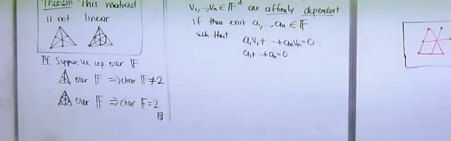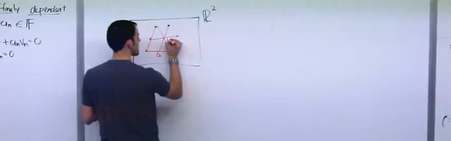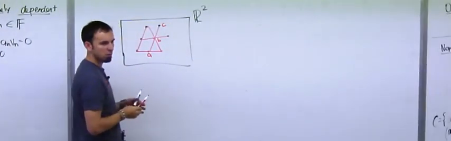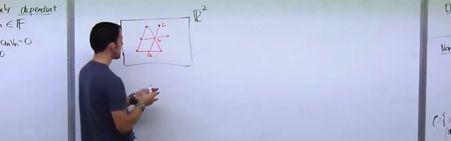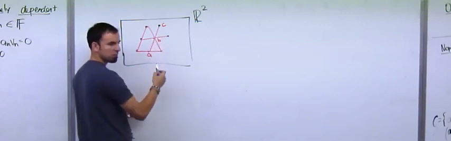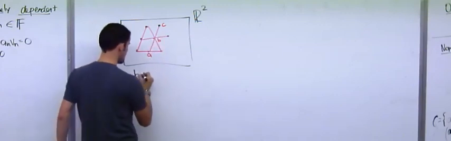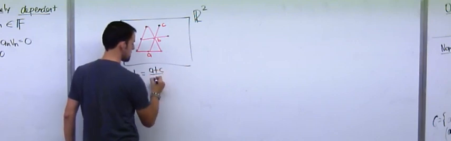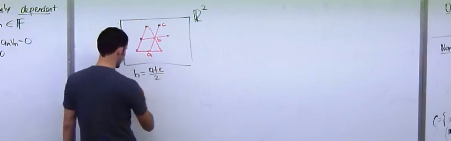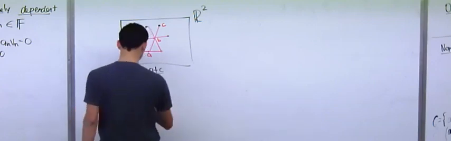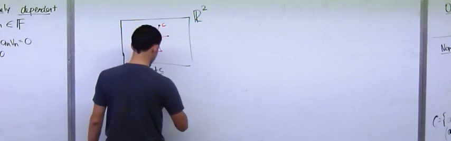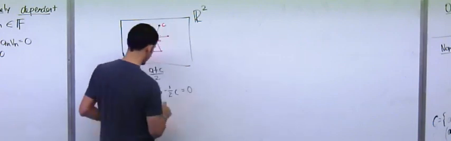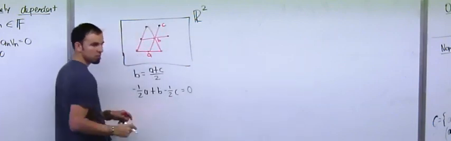It is 0. And for example, let's see it here. So here's A, here's B, and here's C. What is the linear combination between A, B, and C? Well, B is the midpoint of A and C. So vector B is equal to (A plus C) over 2, which I write as minus 1/2 A plus B minus 1/2 C is equal to 0. So I have minus 1/2 plus 1 minus 1/2 is 0.